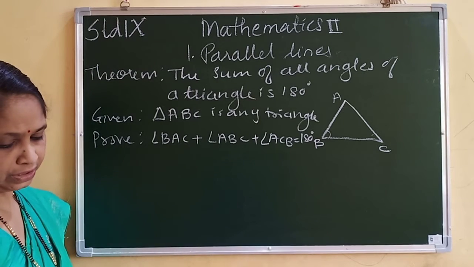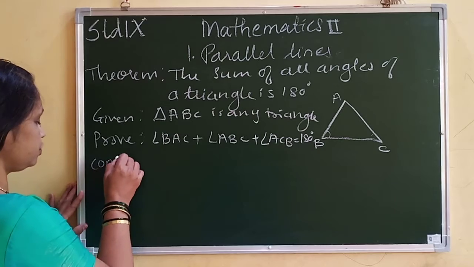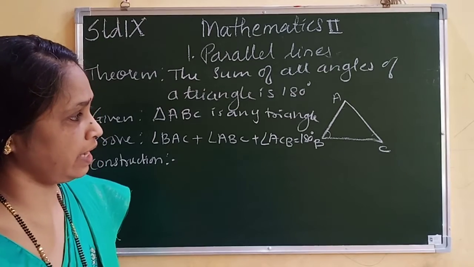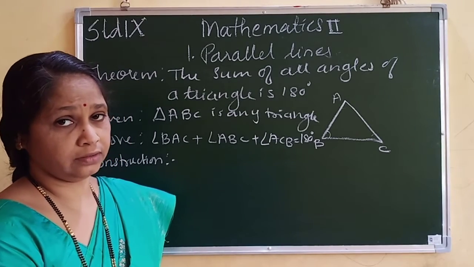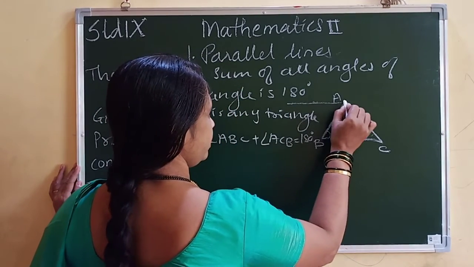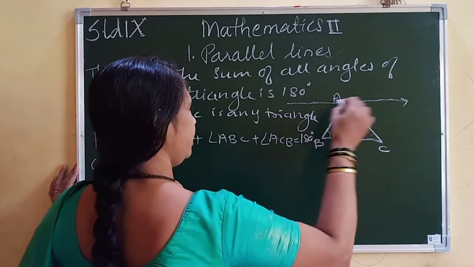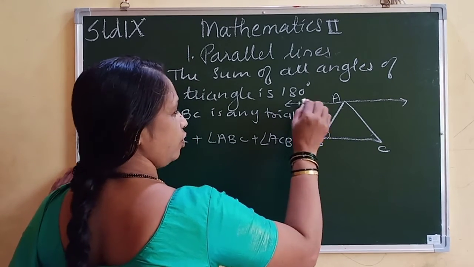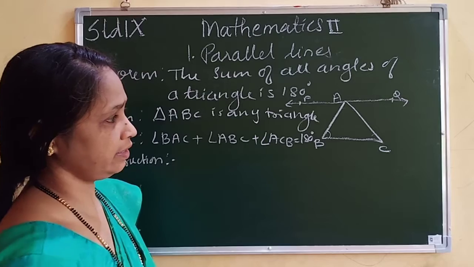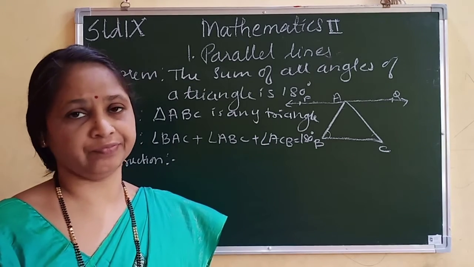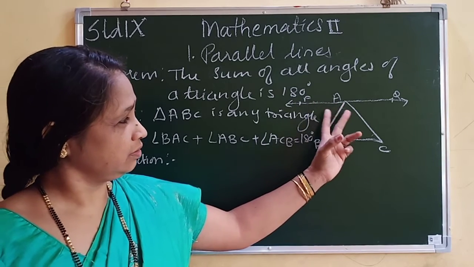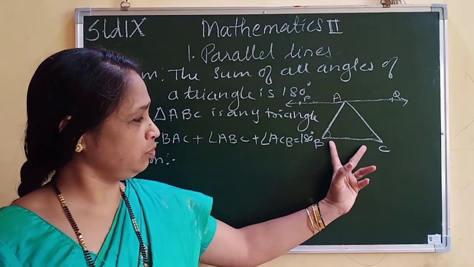To prove this we need to do a construction. The construction is that we have to draw a line through the vertex A, or you can say through point A, and on this line P and Q are points, meaning P, A and Q are in a straight line. So this line PQ will be parallel to line BC.